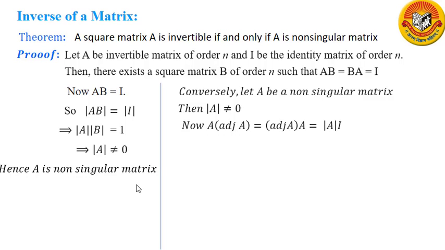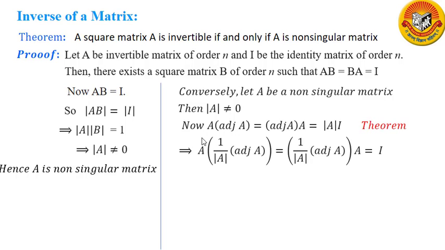Now we already know that A into adjoint A is equal to adjoint A into A is equal to determinant of A into I. Now as determinant of A is not equal to 0, let us divide throughout by determinant of A. So what we will get? We will get A into 1 upon determinant of A into adjoint A is equal to 1 upon determinant of A into adjoint A into A is equal to I. We have just rearranged the terms in the denominator. Now A into B is equal to I. So that means this term 1 upon determinant of A into adjoint A is B. So the value of B is 1 upon determinant of A into adjoint A.